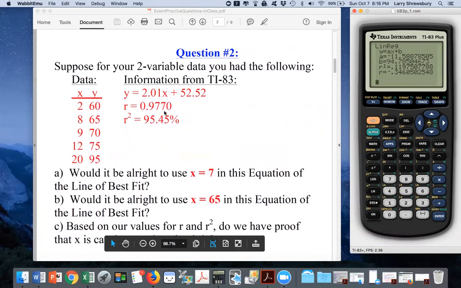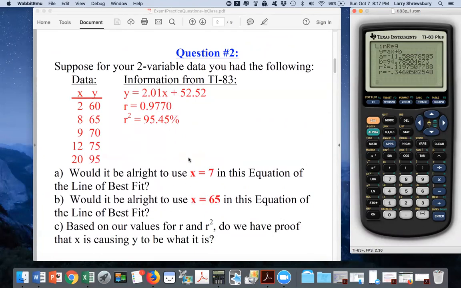Now this is a rather generic example because they're not telling us what the X and Y variables actually are. But just like in the previous problem, it's all calculated for you. Now here's the question. A, would it be all right to plug in the value of 7 for X in this equation, so we can use that to predict what Y will be? And B, would it be all right to use 65 for X, plug that into the equation in order to predict what Y will be?